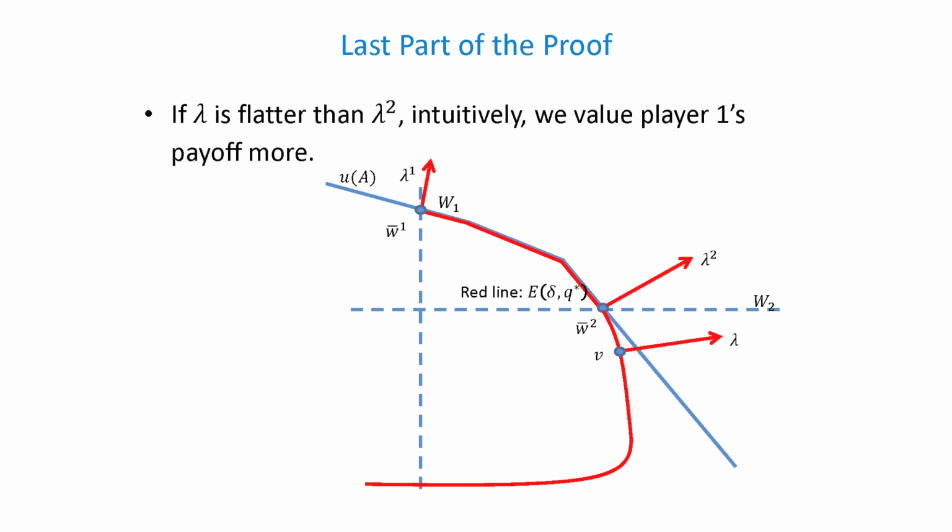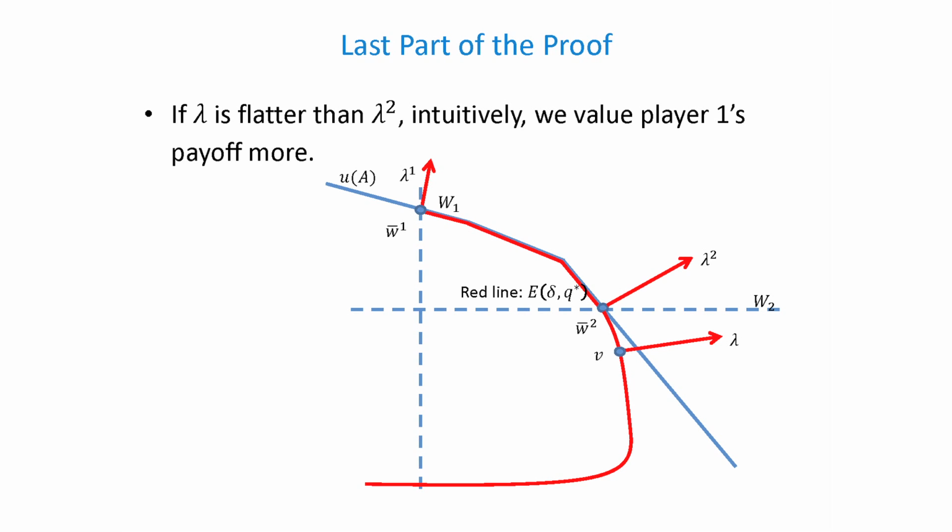And let's consider how to support these V equilibrium pairs, where V is the maximum of the score, which is sort of flatter than this boundary of the payoff set for this intersection of UA and the W1 and W2.